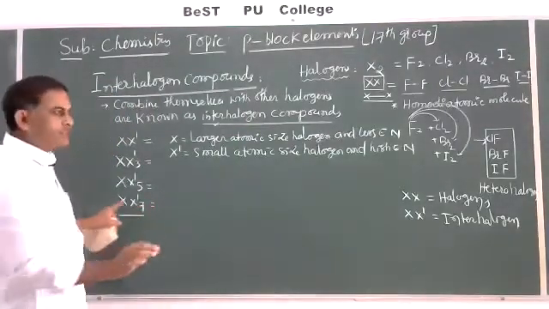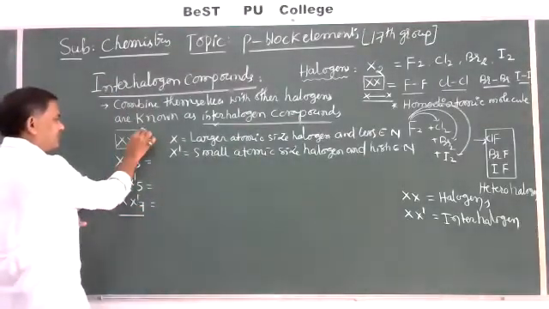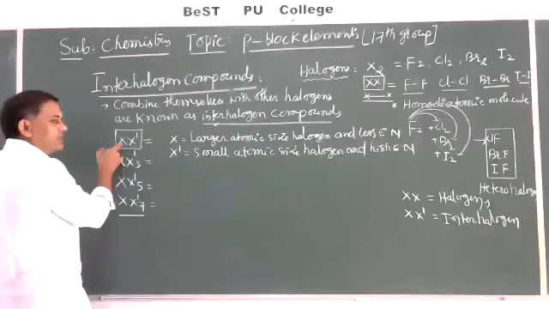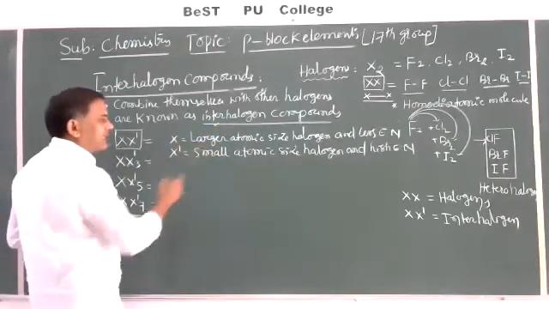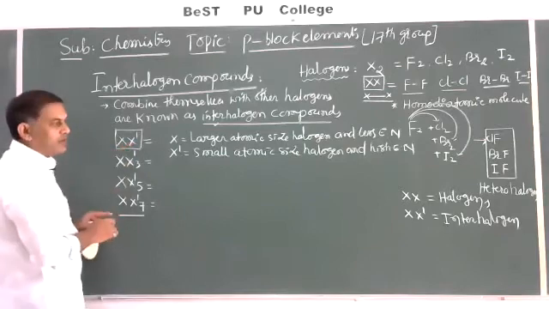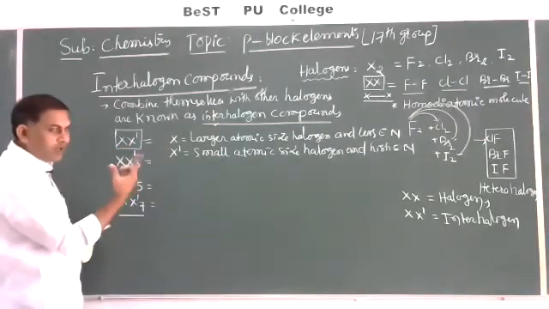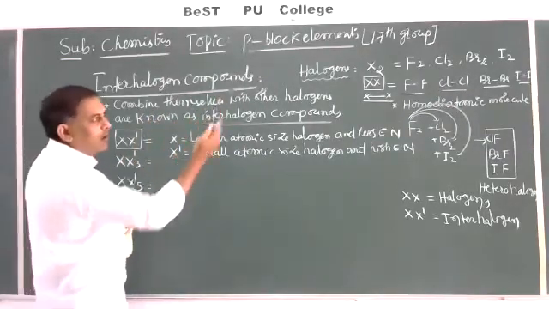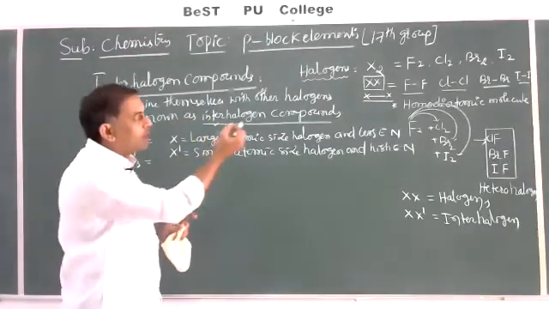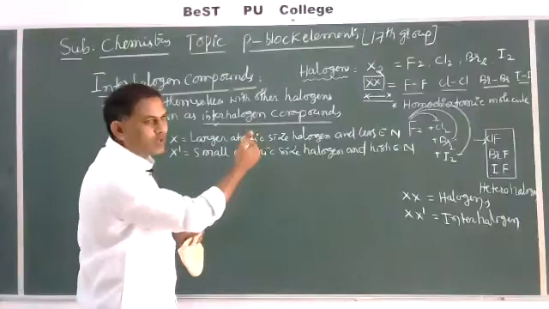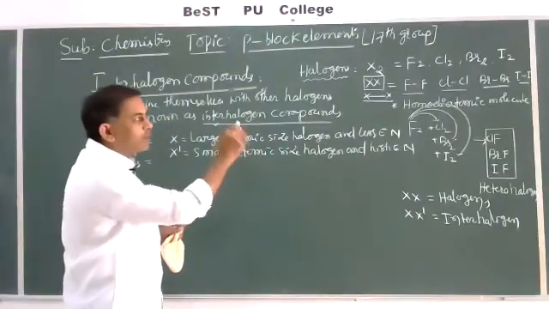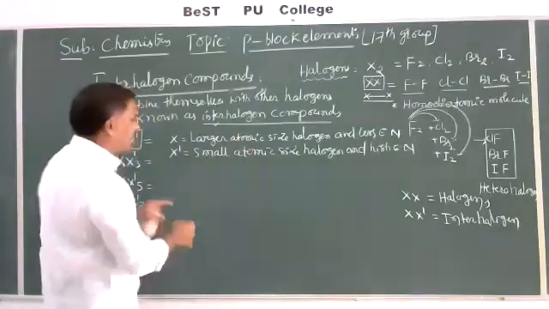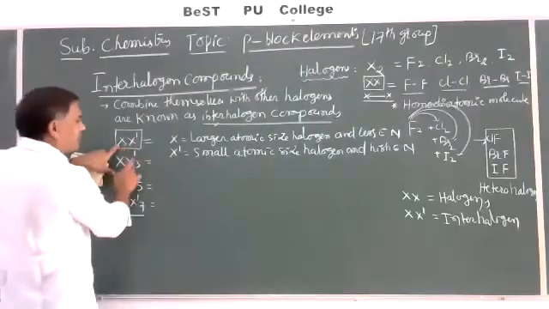Is the XX' concept clear? In any combination, X is of larger atomic size and less electronegative, and X' is of small atomic size. Whenever the size is small, high electronegativity is present. Among fluorine, chlorine, bromine, and iodine, compared with chlorine, fluorine is small in size and highly electronegative. That's why, while combining fluorine and chlorine, fluorine is considered X'.